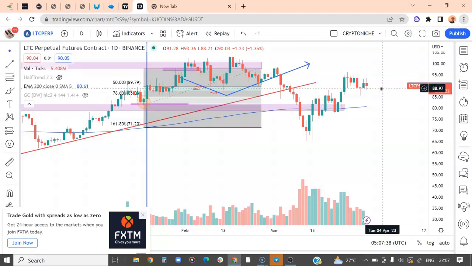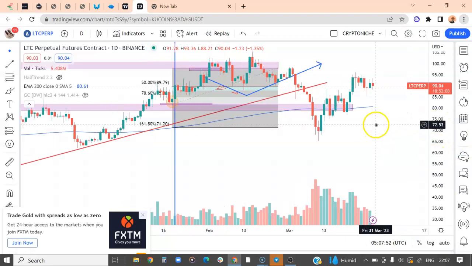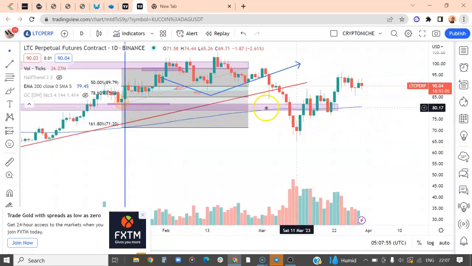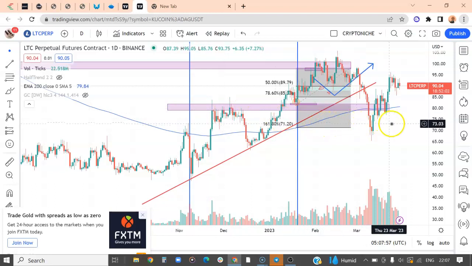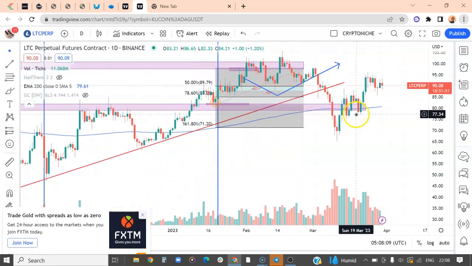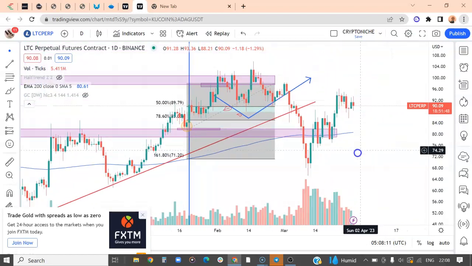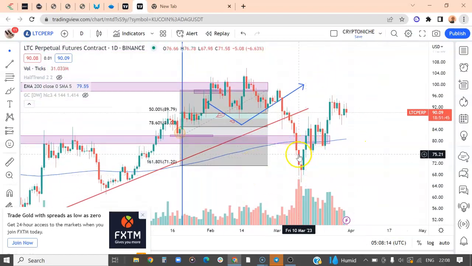That is if you are a trader and you like to leverage the news and everything. This is a good area to buy Litecoin. Now that we have seen the recent low and this is the recent high, if you take a look at this, it should give you an idea of a better entry level.